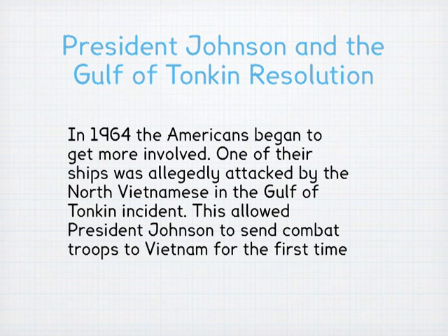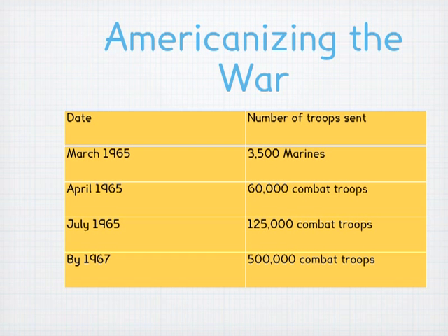In 1964, the United States President, most people suggest, was looking for an excuse to become more involved in the Vietnam War. One of the United States ships, the USS Maddox, was allegedly attacked by the North Vietnamese in the Gulf of Tonkin incident. This allowed President Johnson to send combat troops to Vietnam for the first time. And here we can see the consequences of that.